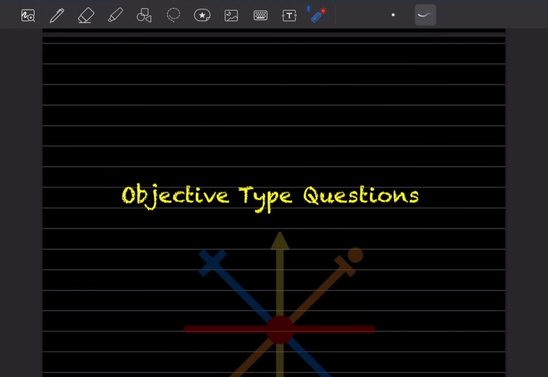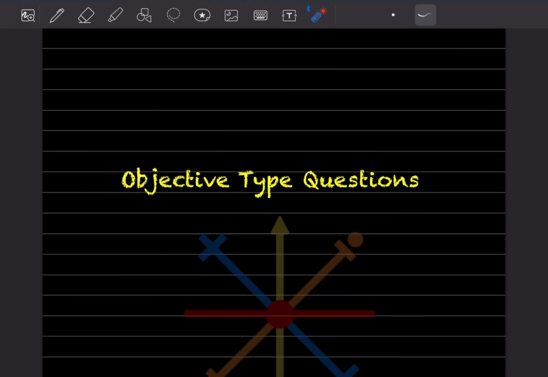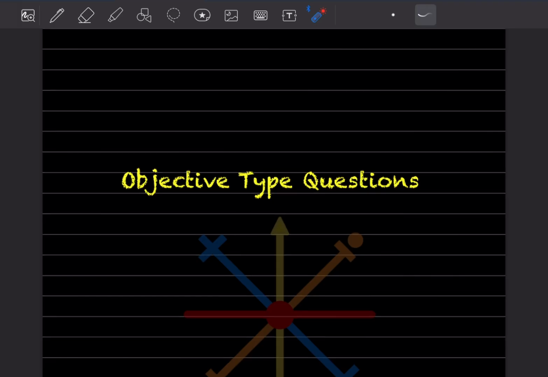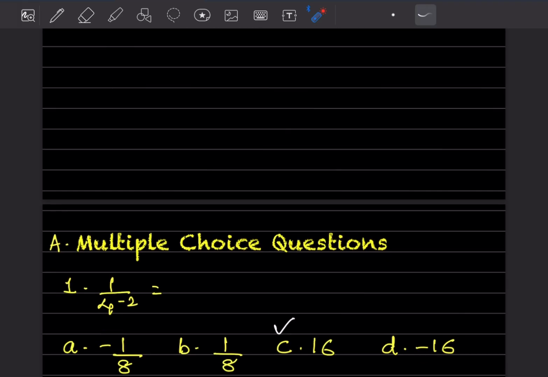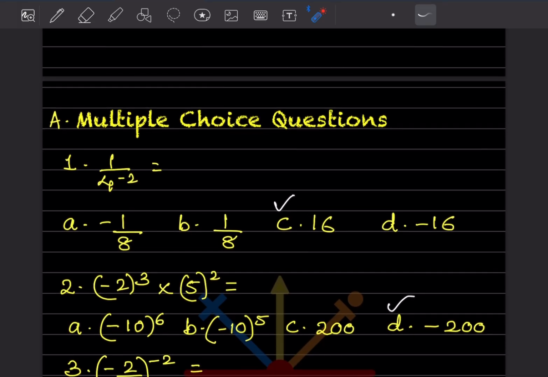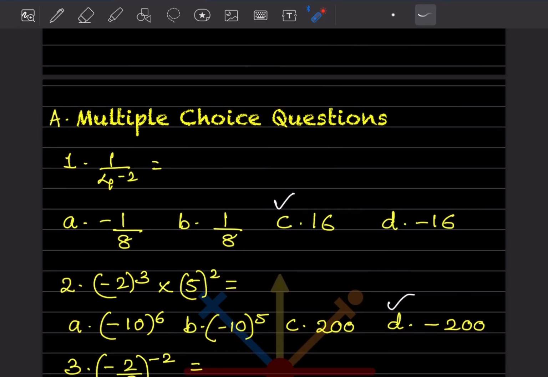So today we are going to see the objective type questions. These are from the new book of grade 7 ICSE. So we'll see the multiple choice questions. This is the question given and these are the options.